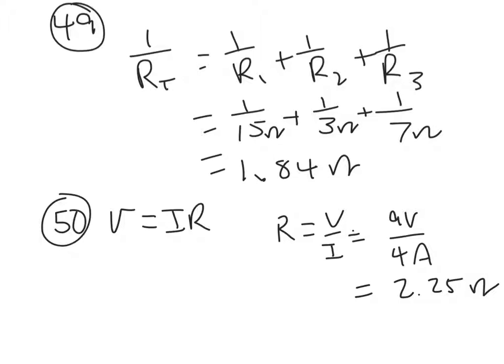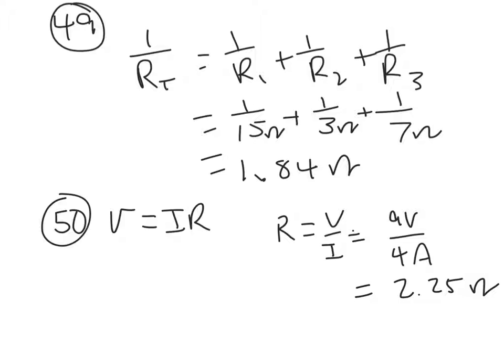Don't forget 49: for the resistance total for a circuit in parallel, it's 1 over RT. And do not forget, RT is equal to R1 plus R2 plus R3 is for series, and I will have that on the test. Number 50, voltage equals current times resistance. Rearrange the formula and you have 2.25 ohms.